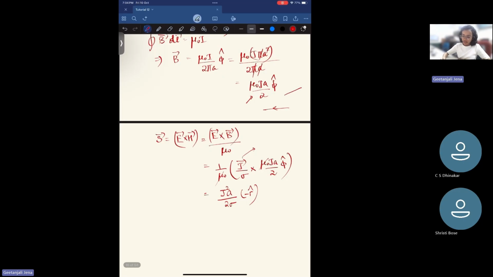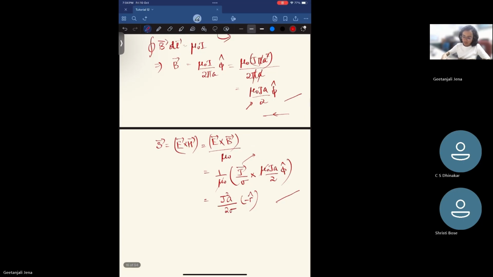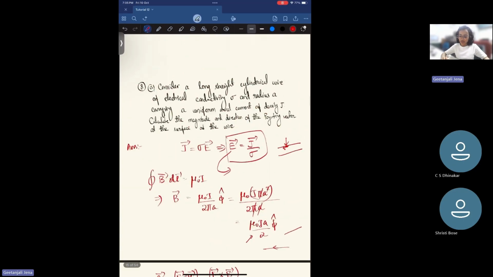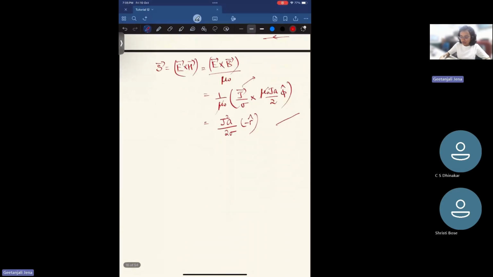Up to this, is this fine? It is okay. Then let us see. So this is the Poynting vector at the surface. We have the magnitude and the direction of the Poynting vector.